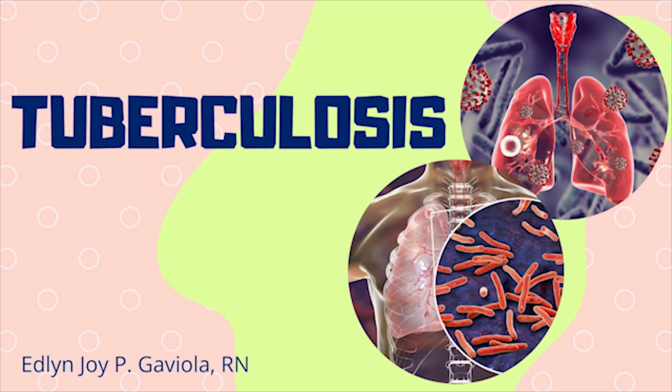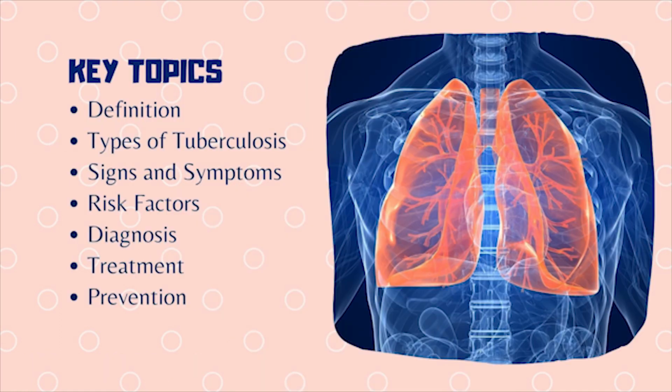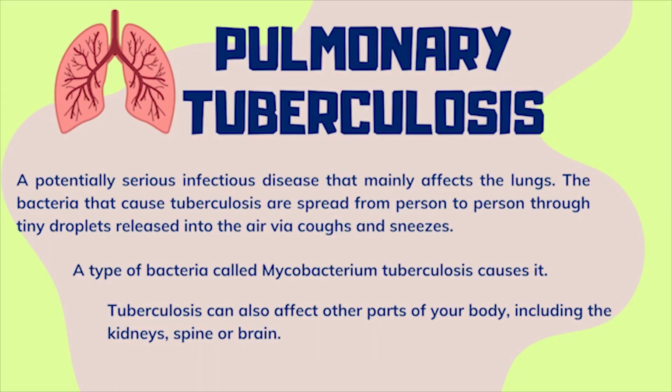So today we will be discussing tuberculosis, and tuberculosis is a very wide topic, but we will be focusing on pulmonary tuberculosis. What are the key topics? So definition, types of tuberculosis, signs and symptoms, risk factors, diagnosis, treatment, and prevention. So what is pulmonary tuberculosis? It is a potentially serious infectious disease that mainly affects the lungs.